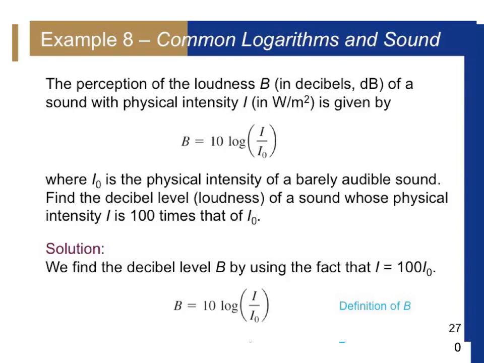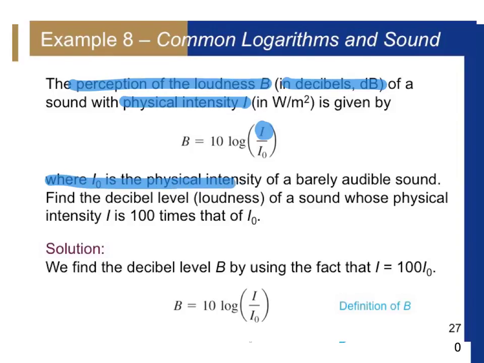One thing we use logs for is where we look at the measurement of something and it's kind of compressed. In other words, the perception of our loudness when we hear a sound, we use decibels. But the physical intensity of a sound can vary very widely. So what we do is we take that physical intensity, we call it I, and we divide it by I0, which is the physical intensity of a barely audible sound. Think about the quietest whisper. And we take a ratio of those things.